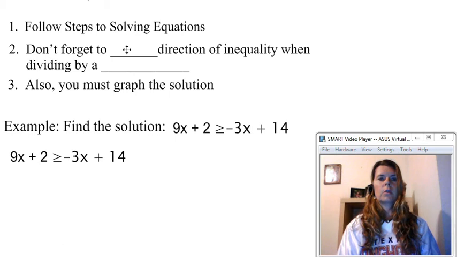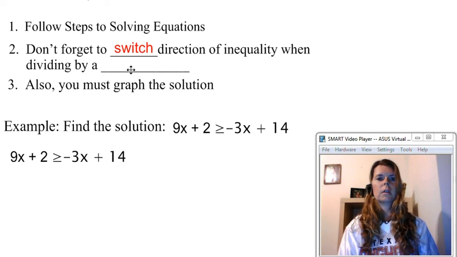Step 2 of an inequality, you just have to remember 2 additional things for inequalities. Don't forget to switch the direction of the inequality when dividing by a negative. You should have filled those blanks in with your teacher on the first page.